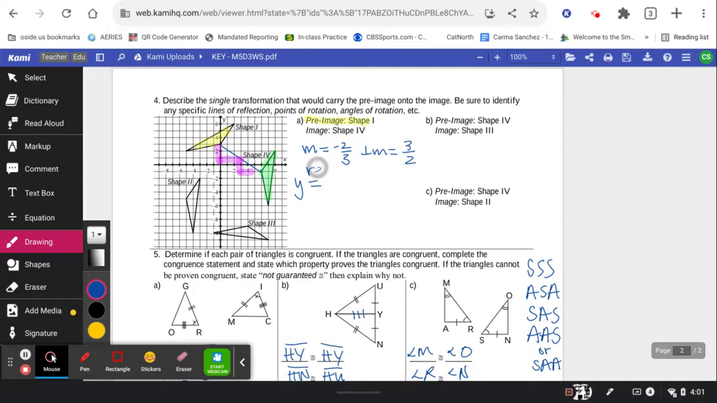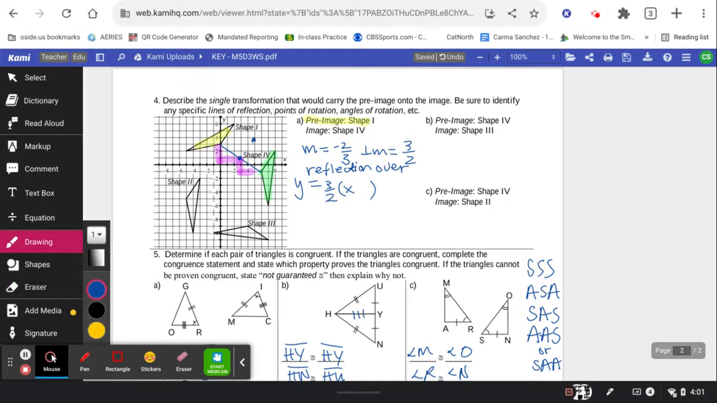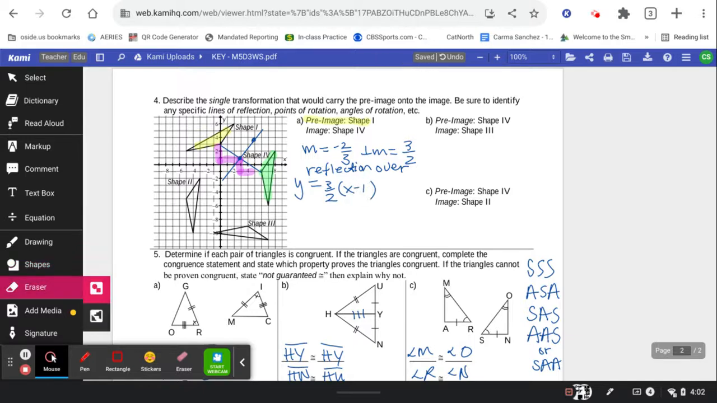So I'm going to say that this is a reflection over the line y equals 3 halves x, and now I need an x1, y1. So if I put a dot right here in the middle, up 1, 2, 3 over 2, I could say that the equation of this line, oops, it's not a very good drawing, hang on. Okay, using the point (3, 1), so y minus 1 equals 3 halves times x minus 3. And there it is. It's a reflection over that line.